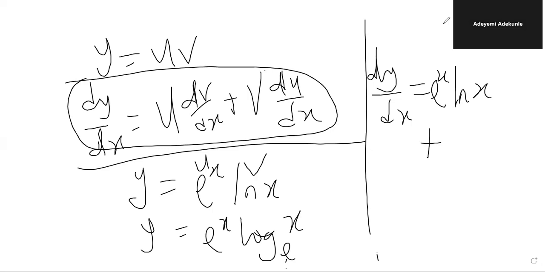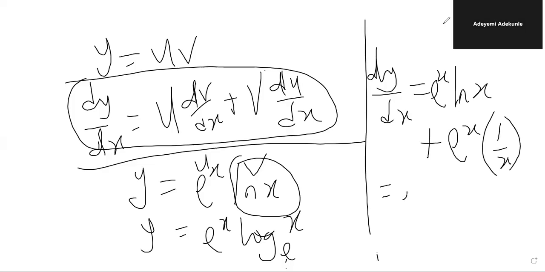Then plus, you keep the first one. When I say keep the first one, it means you write the first one, which is e raised to x, and differentiate the second one. The second one is ln x. So if you differentiate ln x, don't forget it will be 1 over x. So we have it as 1 over x.